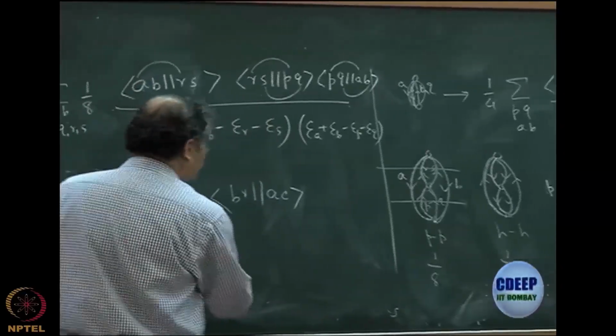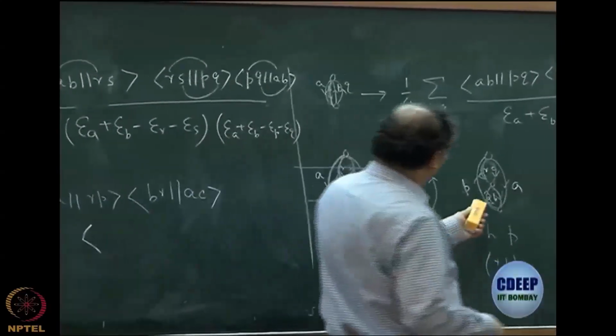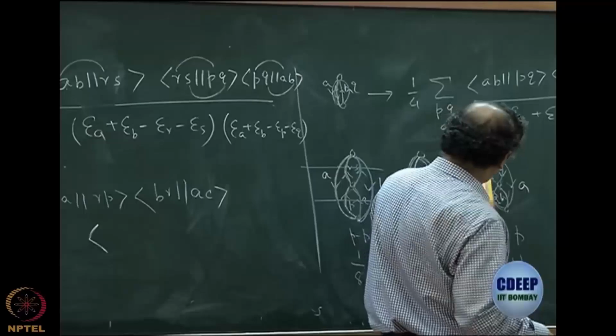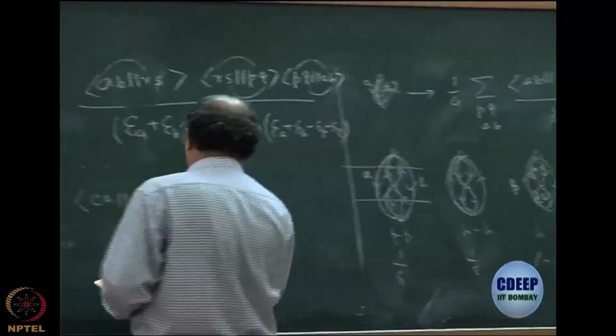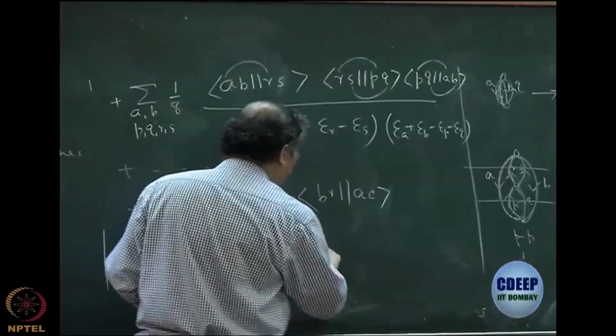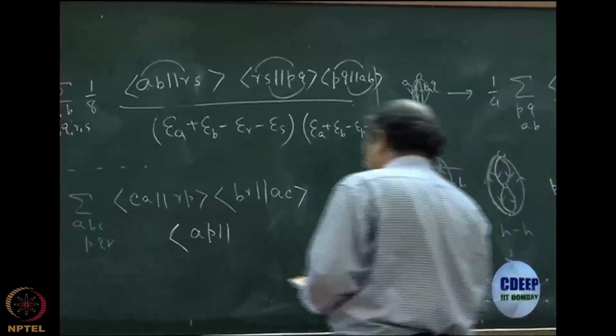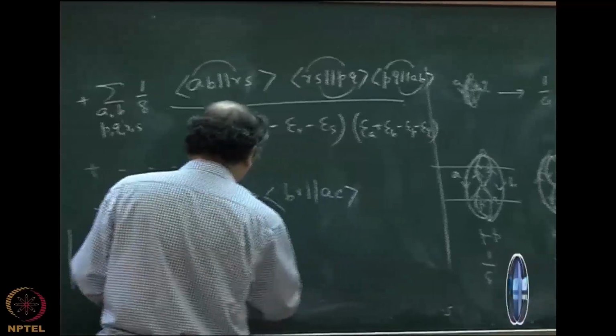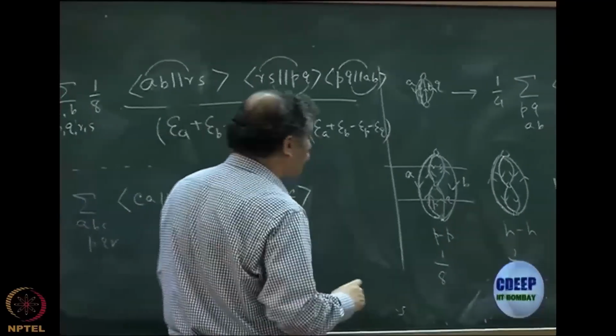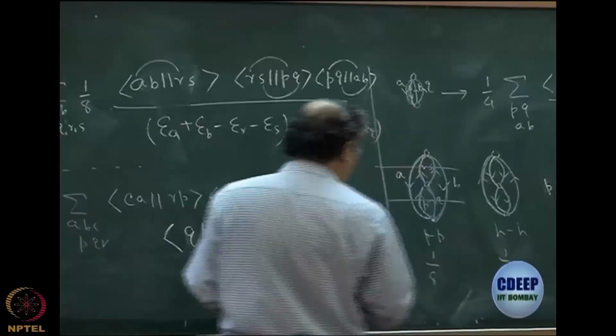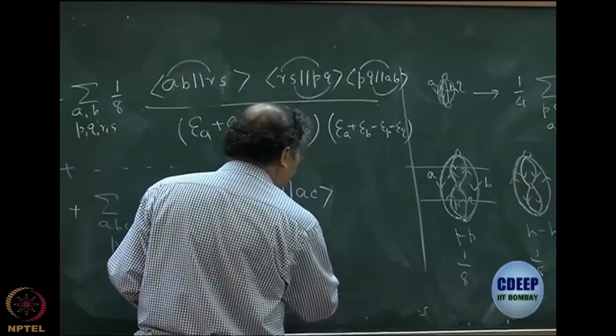Then the last one is: A is going out, P is going out... no, not A, Q. Q is going out, P is going out, and then B comes in, A comes in.